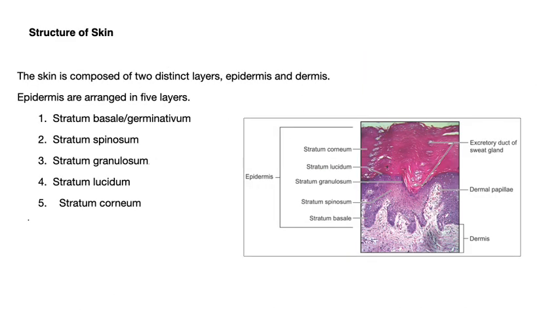The structure of the skin is composed of epidermis and dermis. Epidermis has 5 layers: the stratum basale, spinosum, granulosum, lucidum, and corneum. You can see it on the diagram on the right side. These layers we can see. So this we will discuss in detail in the histology slides.